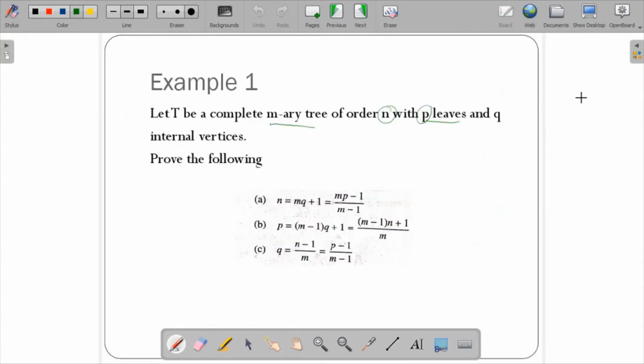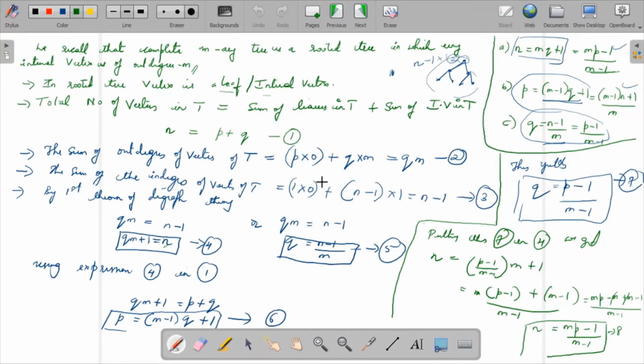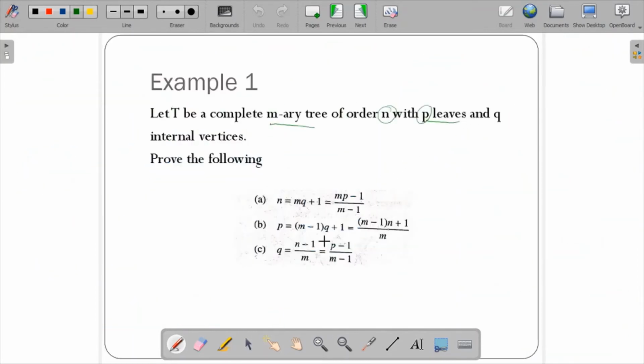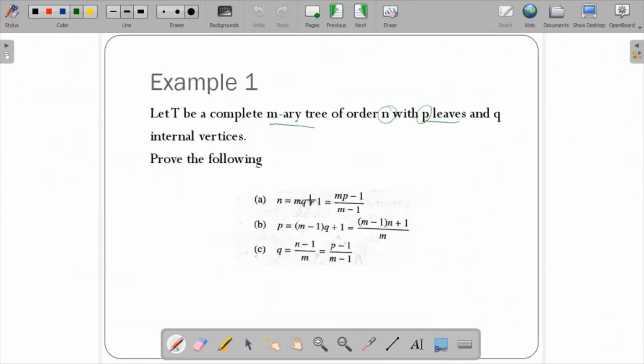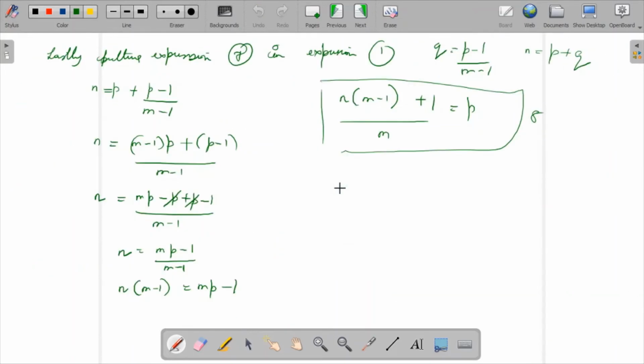So this proves the required result of example 1, and these values are very important. These are the formulas we proved. Using these formulas, the rest of the problems have been solved. So you need to remember these formulas, where m is given with certain values. In case they mention a complete binary tree, that is m equal to 2, then all these formulas will be replaced.